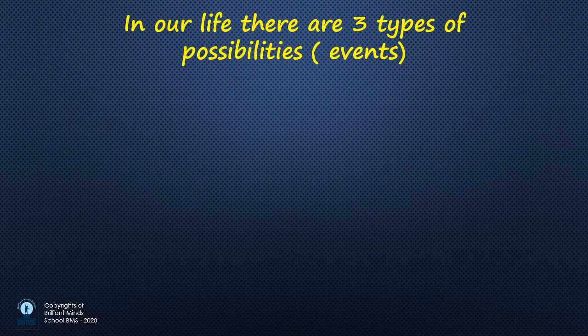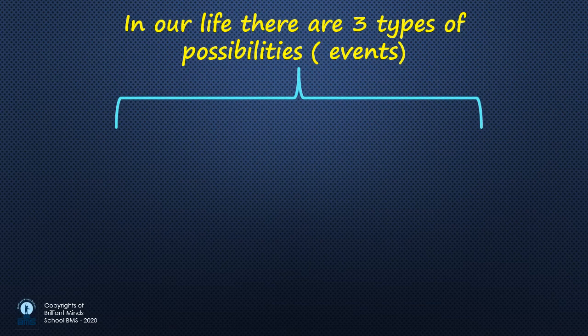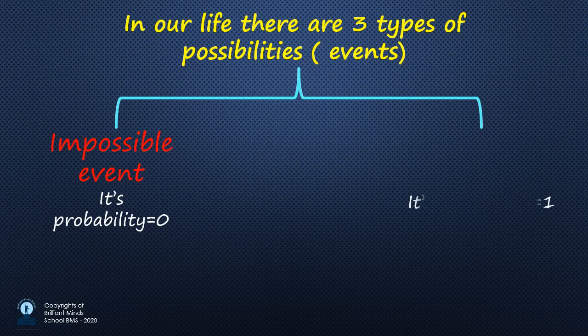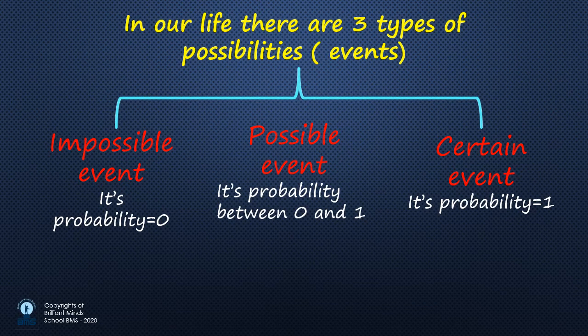Anything that happens to us in our life is called an event. So in our life we have three types of possibilities. The event could be impossible, possible, or certain. What's the difference between them? The impossible event is something that could never ever happen, and so its probability, the chance that it could happen, equals 0.